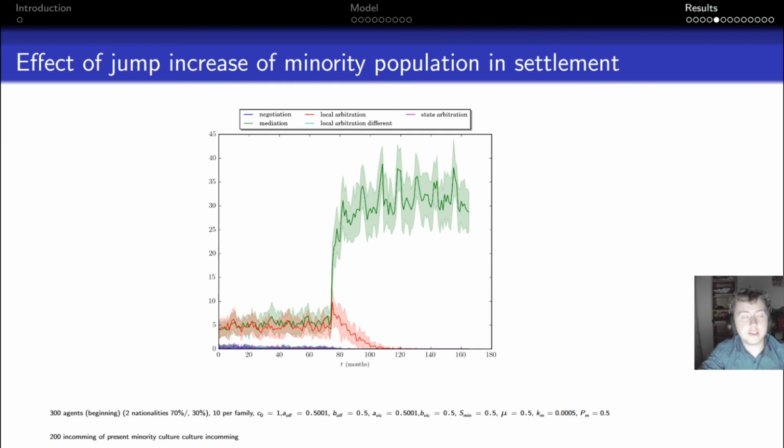Next thing that we were interested in was the effect of increase of population in settlement. Just briefly, what you see here is average over many runs of system with certain parameters, and we introduced new people at t equals 75. What you see is local arbitrations go to 0. If we actually introduce even more people at this point to the system, it would go even faster, and there is much higher need for mediation. Actually, if we would introduce the people earlier, the one standard deviation confidence intervals around data would get even higher.